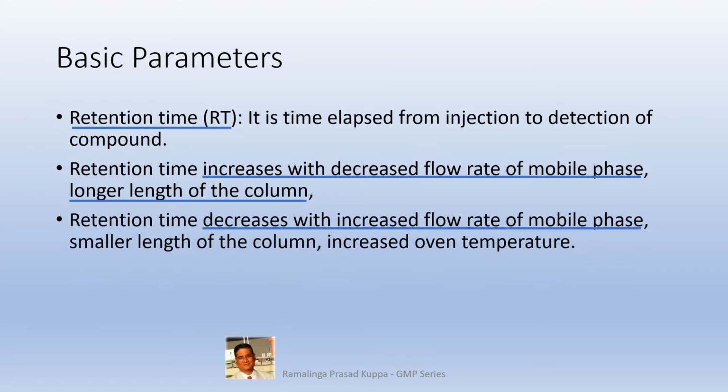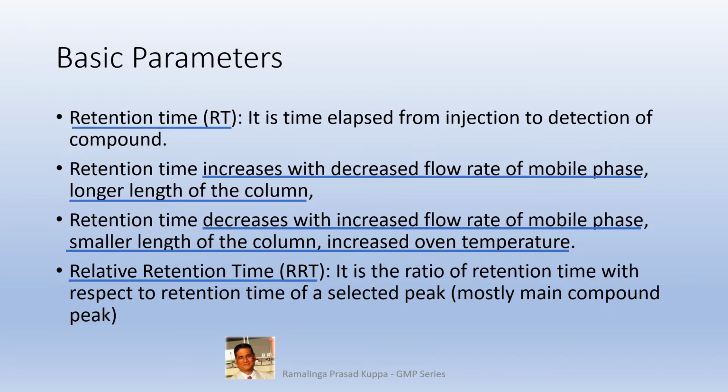Retention time decreases with increased flow rate of mobile phase, smaller length of the column, and increased oven temperature. Obviously, if the mobile phase flow rate is more, it pushes the components faster and hence elutes faster.